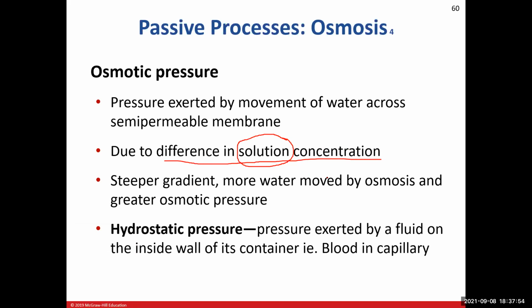Just like if you turn the faucet on and water starts running out, you turn that faucet on more, it increases the water pressure, more water will come out. Same thing here when we're talking about pressure that is exerted through the movement of water. And so if we have a greater difference between the two areas there, we'll have more pressure. The steeper that gradient is, obviously more water is going to move because of osmosis, and that's going to increase the osmotic pressure.